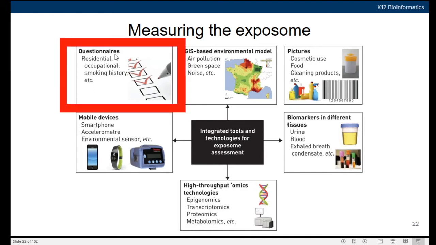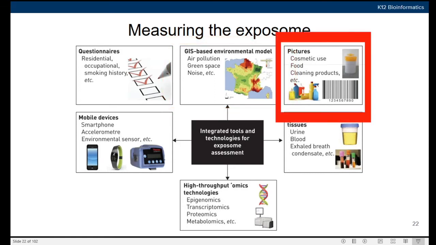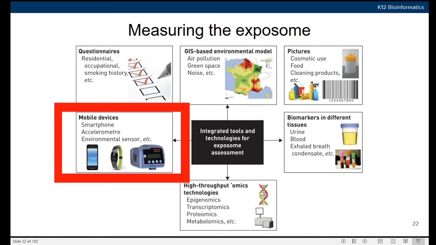This can include questionnaires to learn about an individual's past, including residency, occupation, and medical history. It's also possible to use geographic information systems, or GIS, to generate environmental models of exposure with respect to things like air pollution, noise, etc. Information could also be gleaned from an individual's pictures to gain information about cosmetic use, diet, or possibly the use of cleaning products. Mobile devices could be leveraged to gain additional information with respect to where an individual travels or spends time, or to monitor other exposures that can be captured easily from these devices.